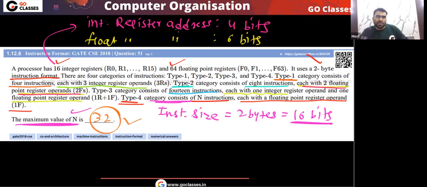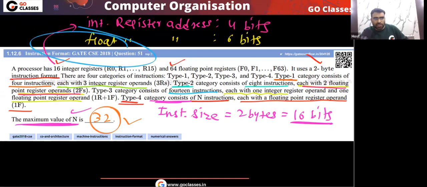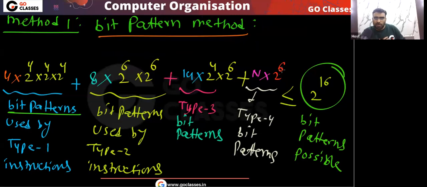Just tell me one thing. This question is based on the expanding opcode technique. This is a GATE 2018 question. We have solved it using the bit pattern method. This is the method we have applied, and we have solved this question.